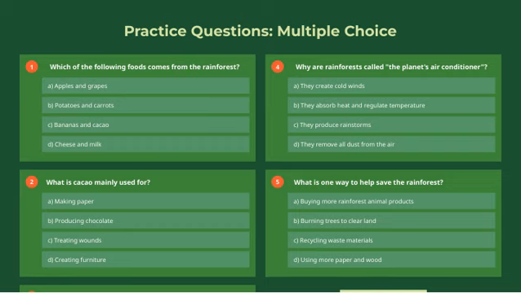Next question, what is cacao mainly used for? Is it for making paper? No. Producing chocolate? Exactly. Cacao beans are processed to create the chocolate we enjoy. Moving on, how does deforestation affect wildlife? Does it increase food supply? Actually, no. It destroys habitats. The right answer is it destroys habitats and food sources, which puts many species at risk.